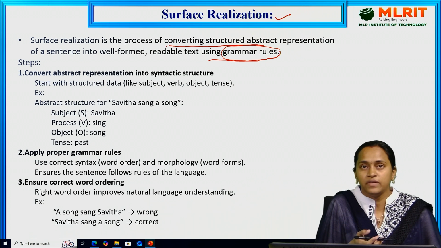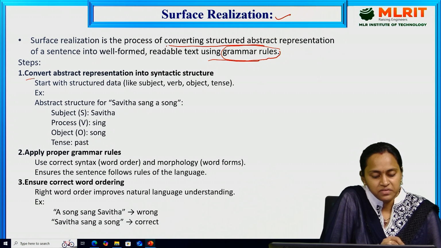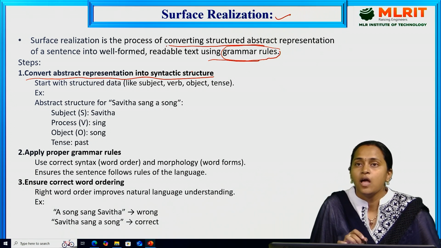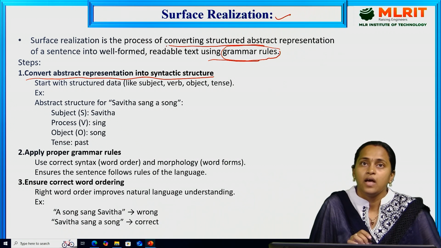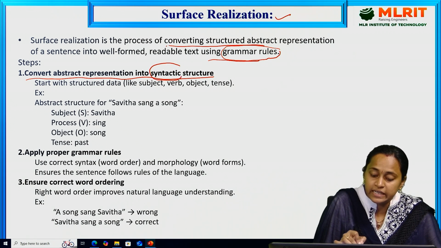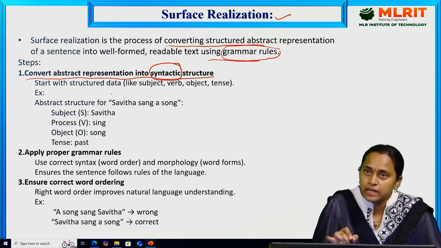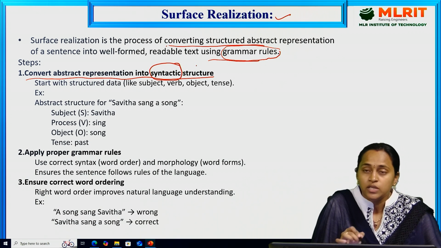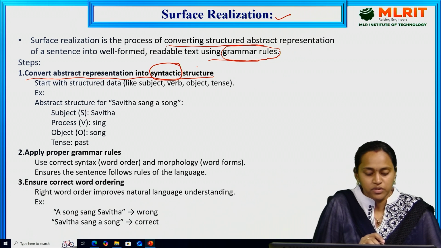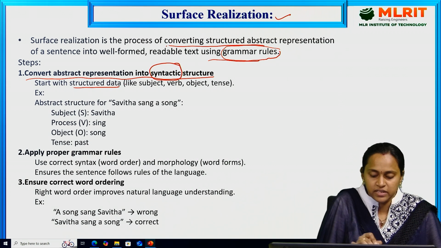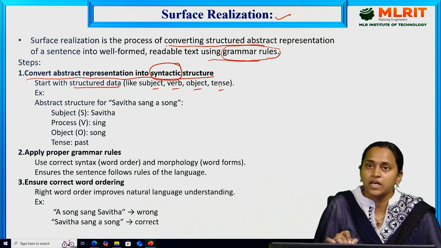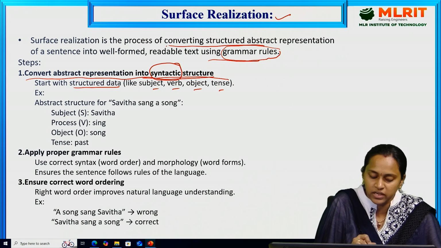So how is it done? Convert the abstract representation into a syntactic structure. That means whenever the text is generated, after that it will be converted into that syntactic structure. We discussed syntactic analysis and parsing in a previous video. If you have any doubts, go to those videos. Start with the structure: the subject, verb, object, tense. Everything we have to follow with some rules and regulations.